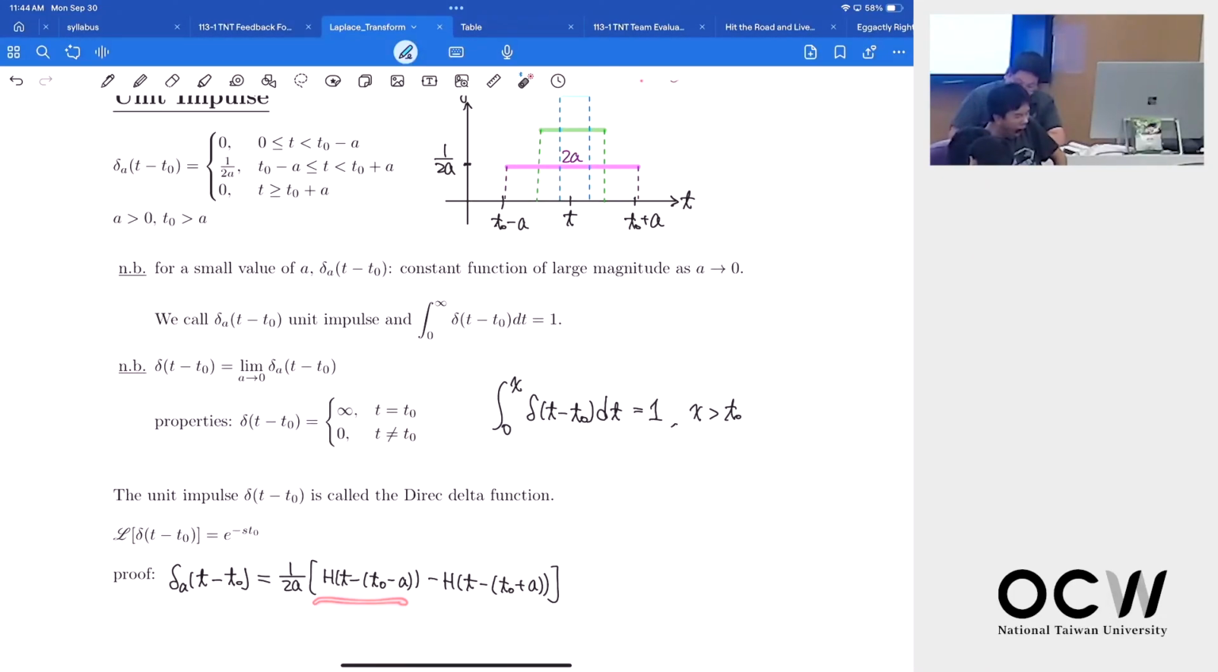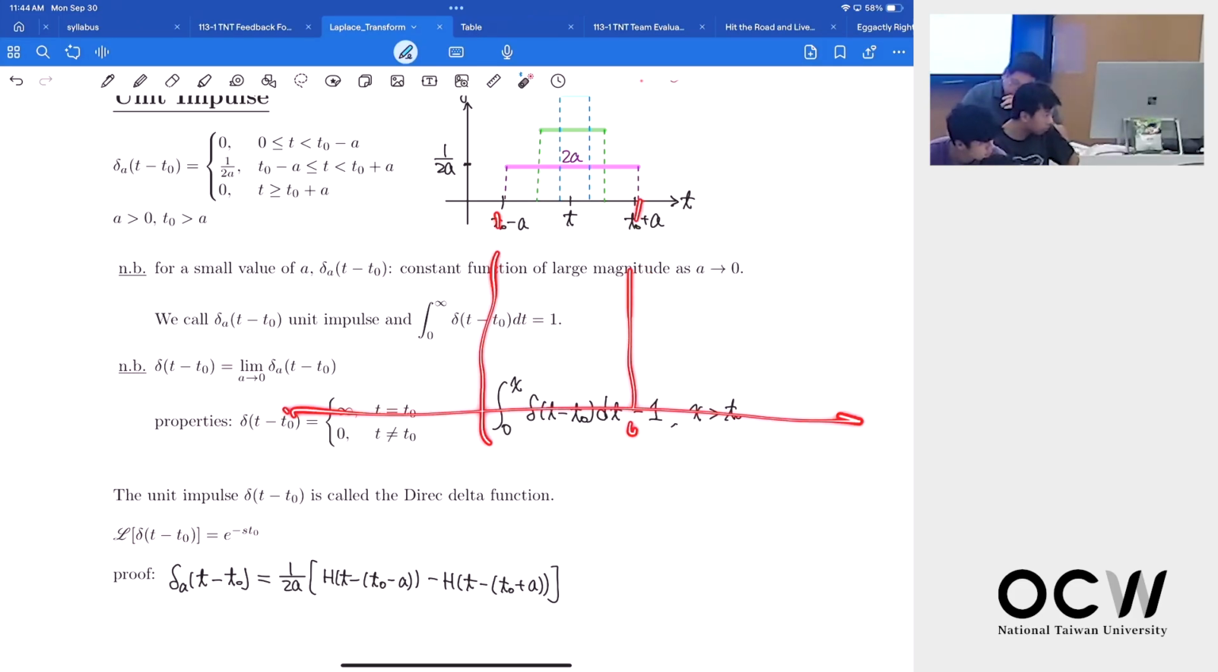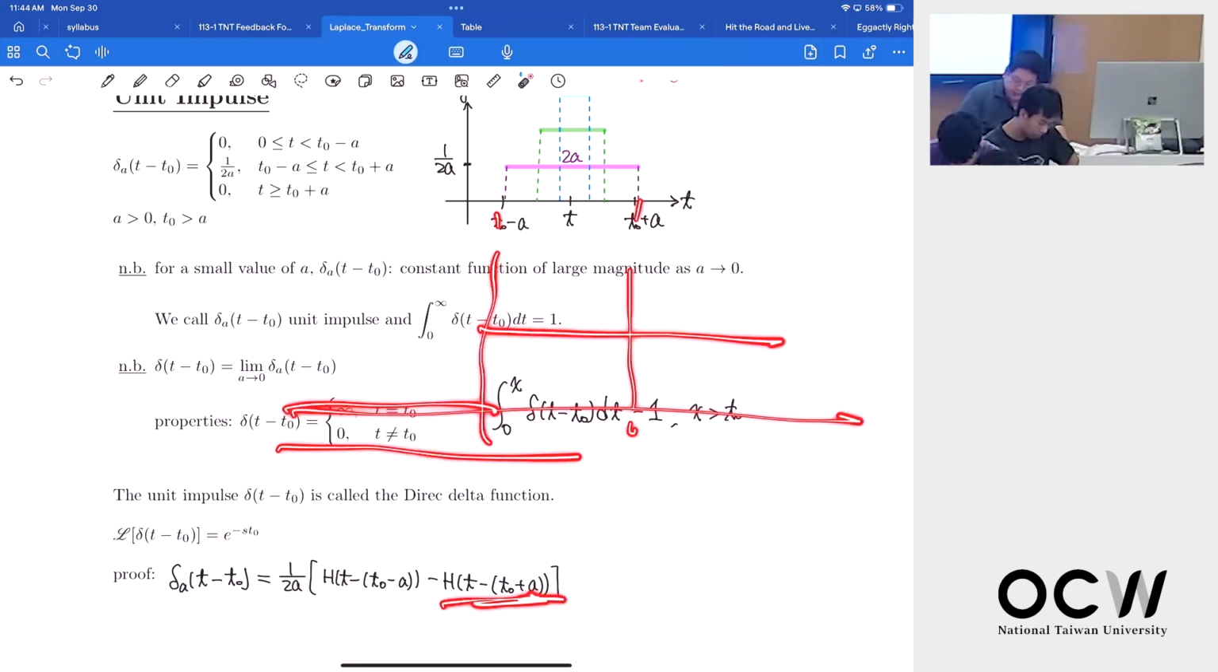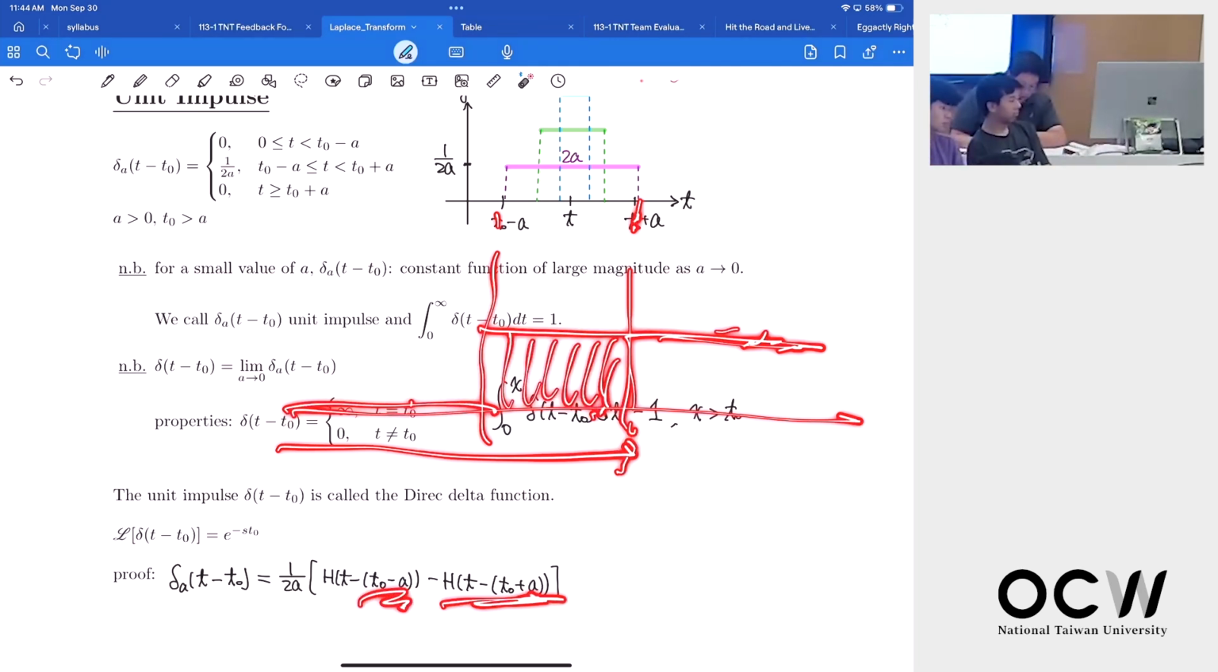Before t naught minus a, I have 0 here and here. I have a 0 and then 1. But for the second one, I still have a 0 when t is t naught plus a, and then I have a value 1. So that's why, if I subtract, I only have values between these two numbers.